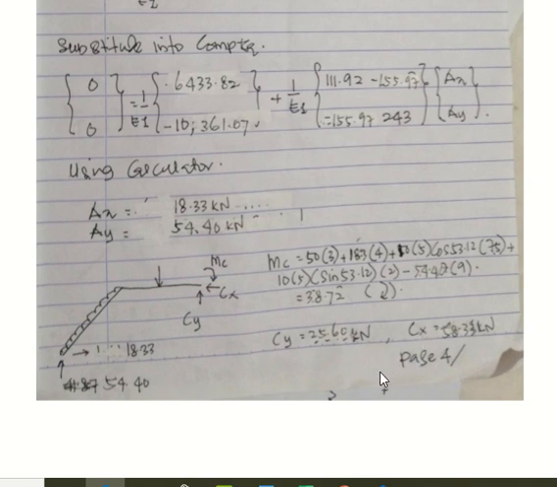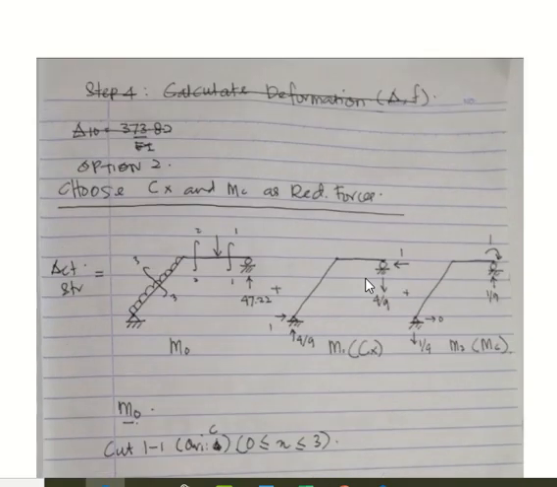Until here, it means we are done analyzing the structure, where our objective is to determine the support reactions. For our actual structure, we have 5 support reactions, 2 at A and 3 at C. Now we have determined the value at A and the value at C. So done. Now I go to option number 2.